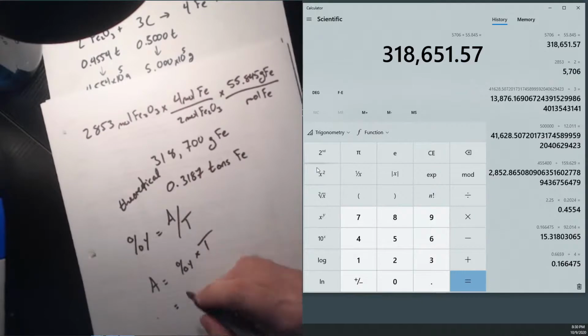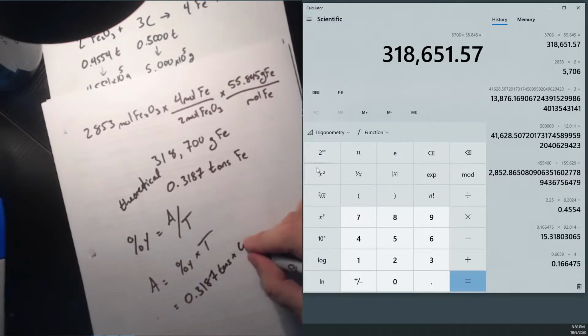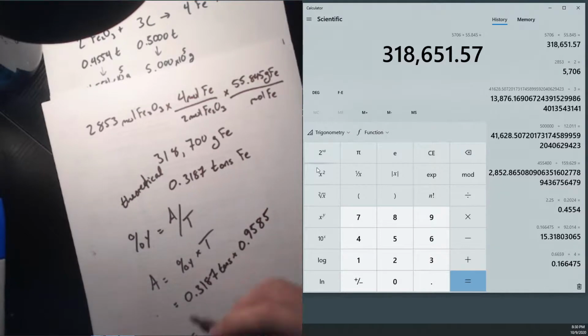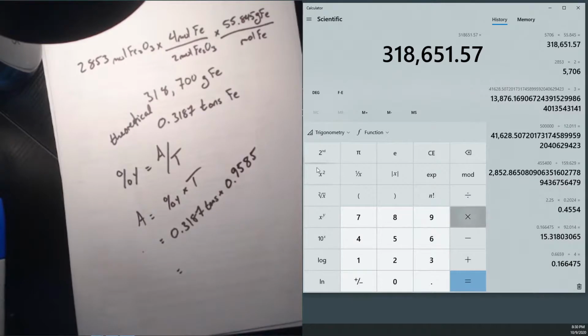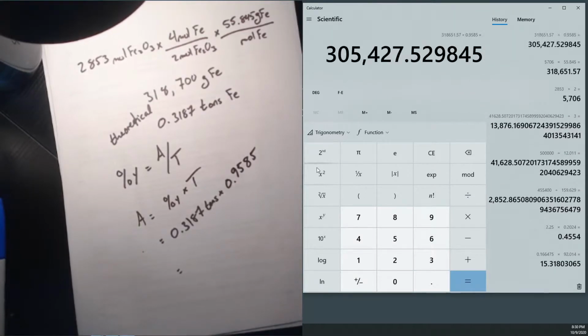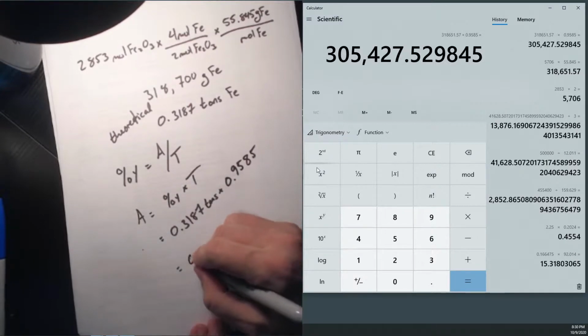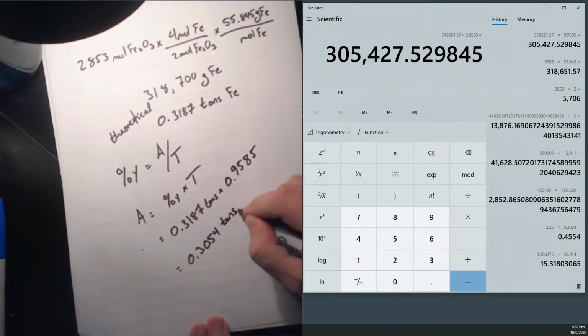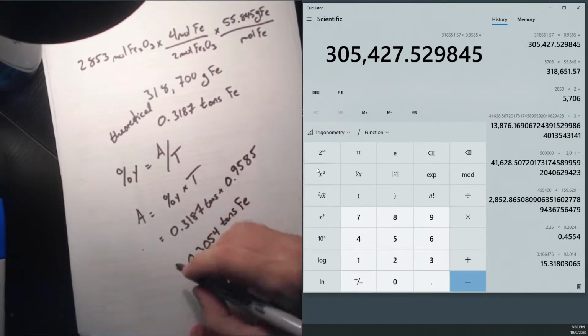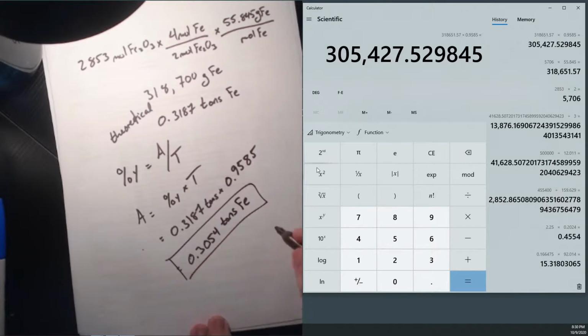So our theoretical yield was 0.3187 tons. Our percent yield was 95.85%. So we throw that into our calculator. So times 0.9585 brings it down some, not a heck of a lot, 0.3054 tons of iron. This is our actual yield.